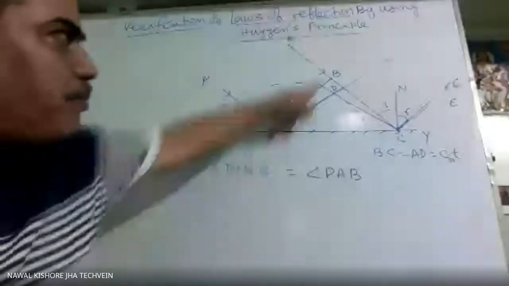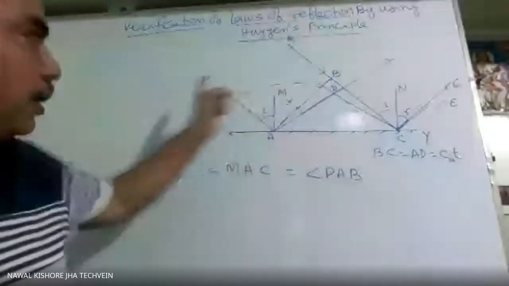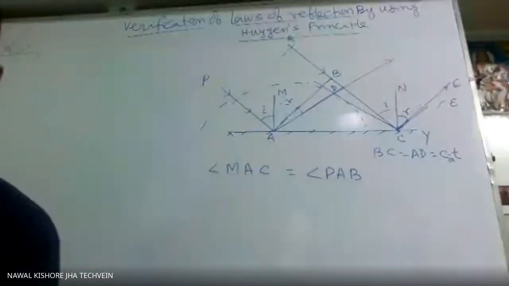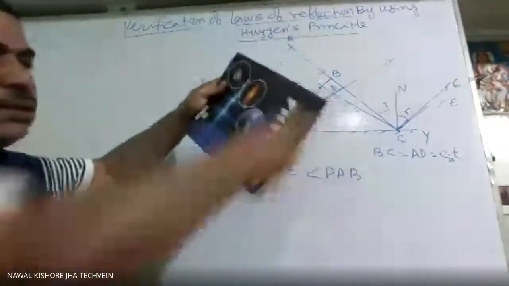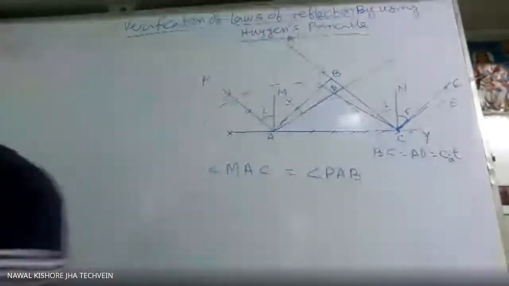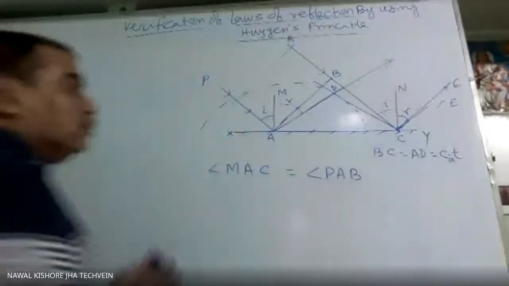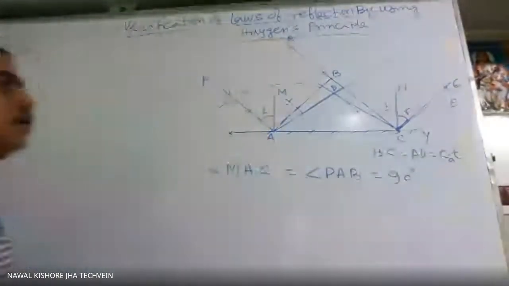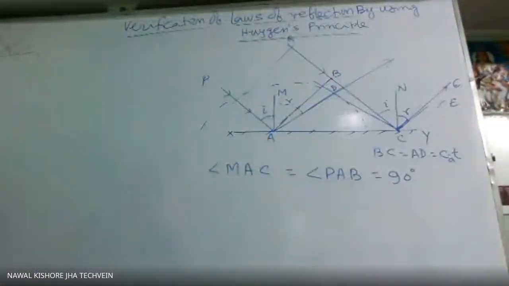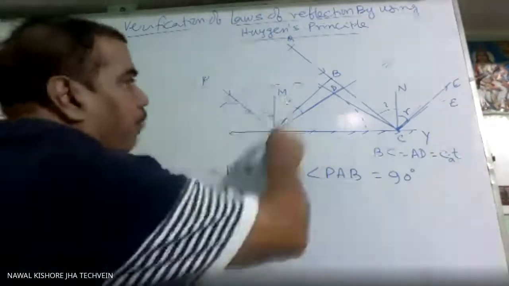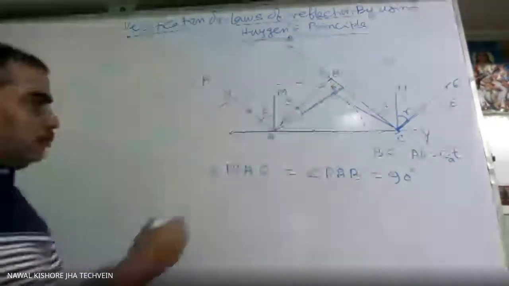This is ray and this is wave front. AB is wave front and this is the ray. So this will be 90 degree. We have also drawn like this. Ray was this one and this is the wave front. So this is 90 degree only. Now in this one, which is common? Angle MAB is common in both.